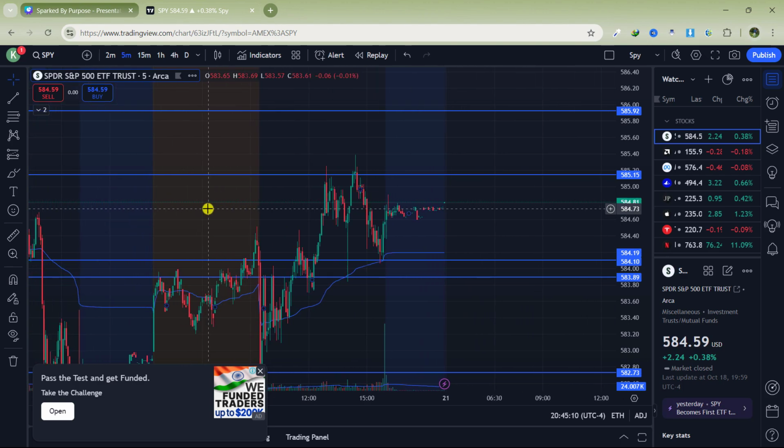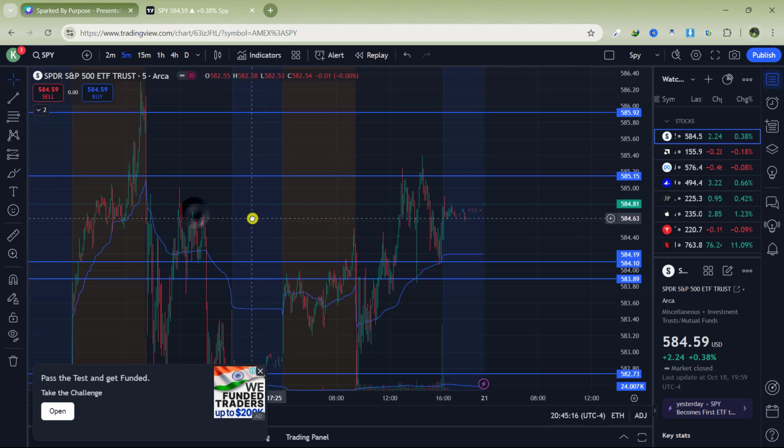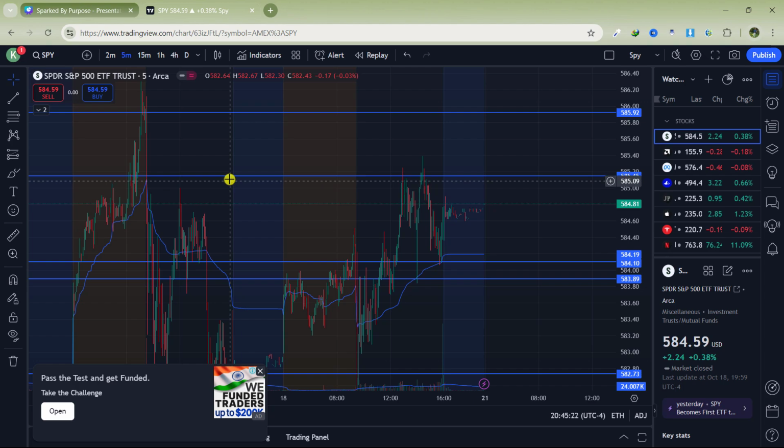So this is an area of resistance, and we can make an educated guess again and say, okay, if the price comes to this level, from what I'm seeing over these periods of time, the price keeps rejecting. So we know that between here and here, this is an area of resistance, this is an area of support.